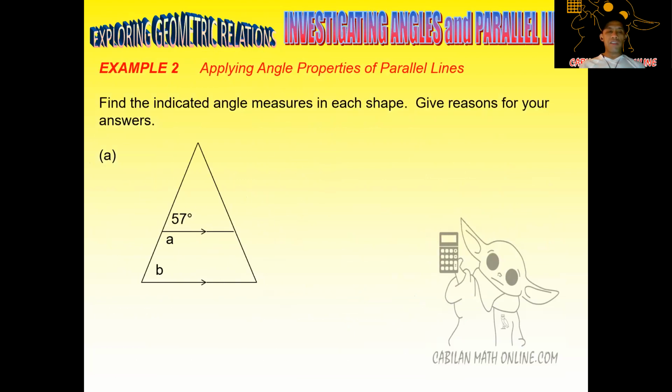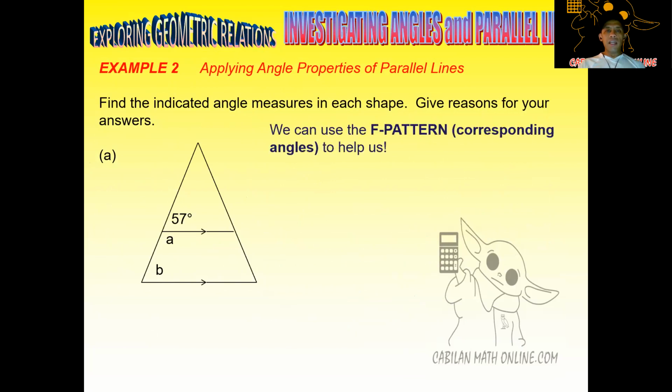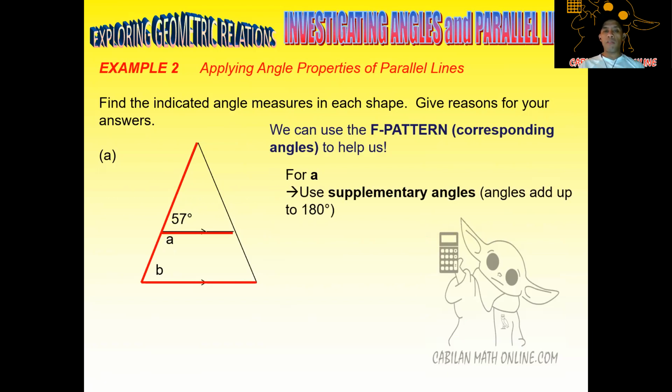For this one, you can see the parallel lines are located within a shape. The first thing we're going to do is use the F pattern to help us solve the problem. When you're solving for A, if you look at A and 57 degrees and the relationship between them, you should see that they form a straight line. So between A and 57 degrees, we have the angle property using supplementary angles.